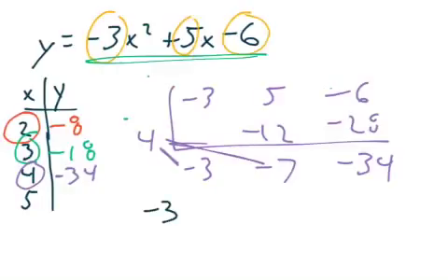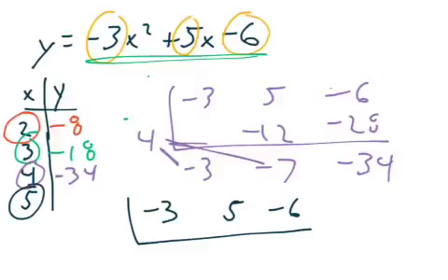I won't erase this time. I have enough space down here. So here we go. I'm going to, again, plug in the 5. Okay, I guess I'll use red this time again. So I'm going to bring down the negative 3. When I multiply, that's negative 15. 5 minus 15 is negative 10. When I multiply, I get negative 56. And negative 56 minus 6 is negative 62.